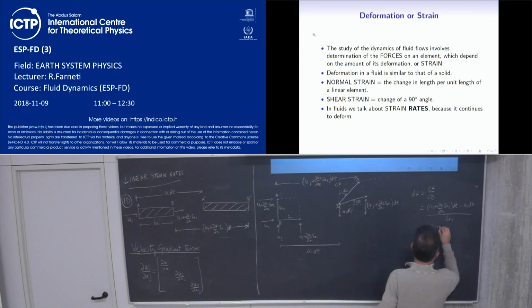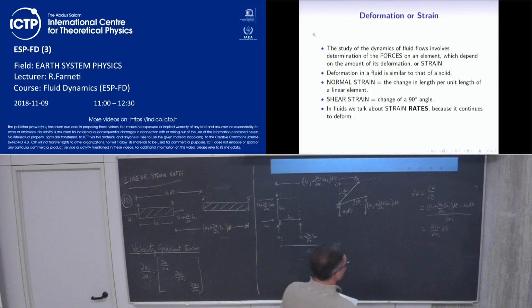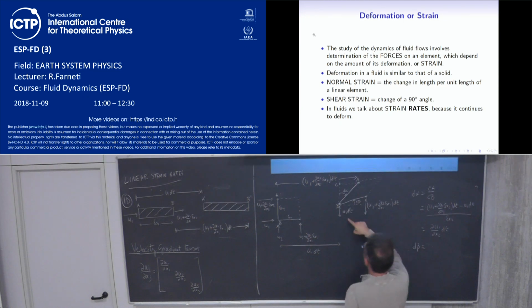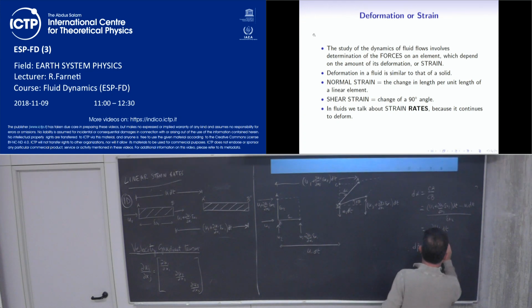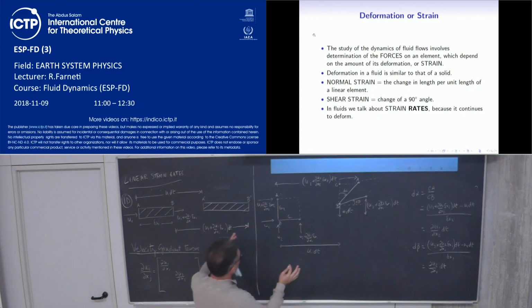And this is this. Whereas the beta angle formed by this shear in the other direction is the same: u2 dt plus its variation, minus u2 dt, over delta x1, which is the derivative of u2 with respect to x1 times dt. Those are the two angles that I've generated because of this shear strain rate, of this shear strain.